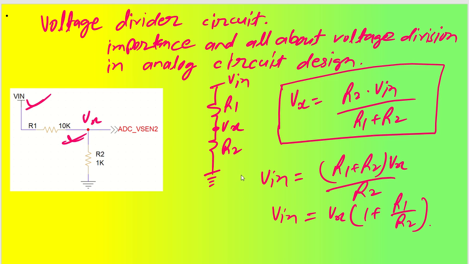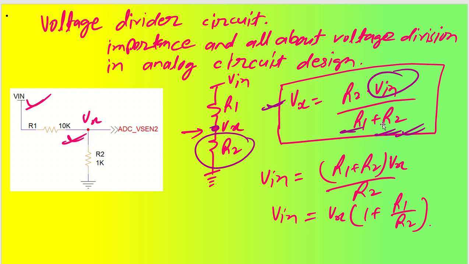As you can see from the circuit, you already know how to identify Vx. Vx can very easily be written in terms of V in as Vx equals R2 times V in divided by R1 plus R2. So this is our node voltage. Now we know V in, and if we know R1 and R2, then we can find out Vx.